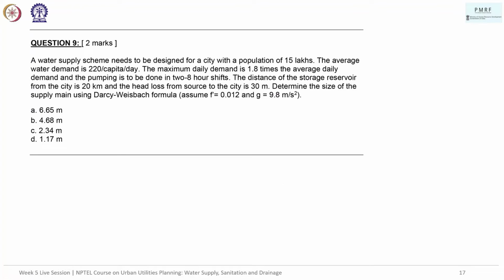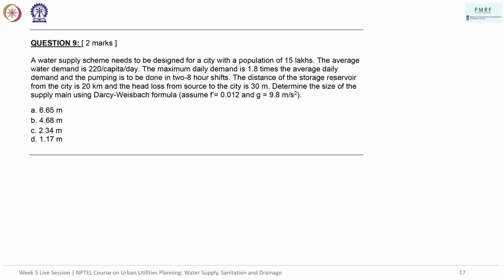A water supply scheme needs to be designed for a city with a population of 15 lakhs. The average water demand is 220 liters per capita per day, and the maximum daily demand is 1.8 times the average daily demand. The pumping is to be done in two 8-hour shifts. The distance of the storage reservoir from the city is 20 kilometers, and the head loss from the source to the city is 30 meters. Determine the size of the supply mains using Darcy-Weisbach formula.